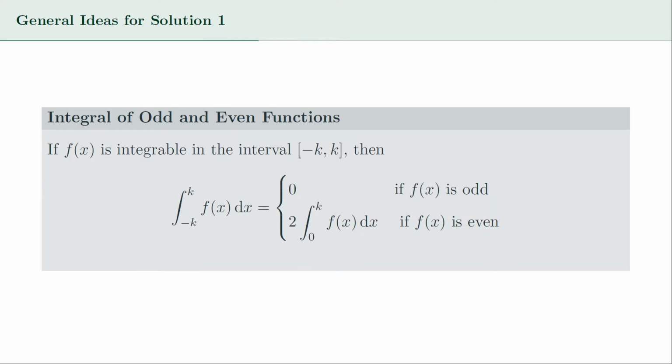So, that alone is not useful, but with some known properties of integrals of odd and even functions, we can do wonders for solving definite integrals. In particular, the integral of an odd function from negative k to k is equal to 0, while the integral of an even function is equal to twice the integral from 0 to k of the same function. So, I'm hoping that at some point in my solution, I'll end up with either of the two forms.